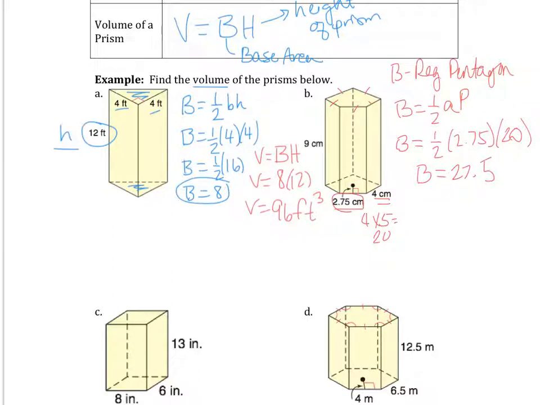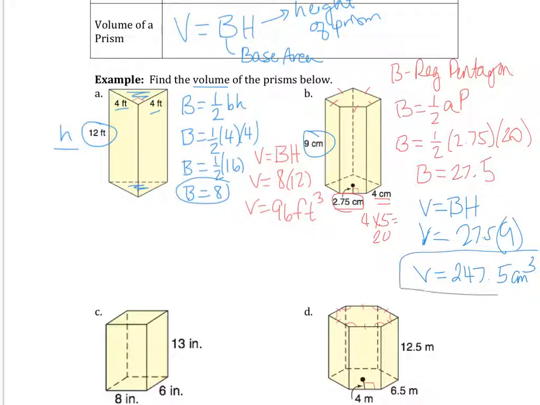27.5. Again, going back to my volume formula, my volume is equal to my big B times my height. So my volume is equal to 27.5 times the height of my prism, which is 9. So volume equals 247.5. Looks like my units are centimeters, so centimeters cubed. Again, volume is cubic. Area is squared, volume is cubic.